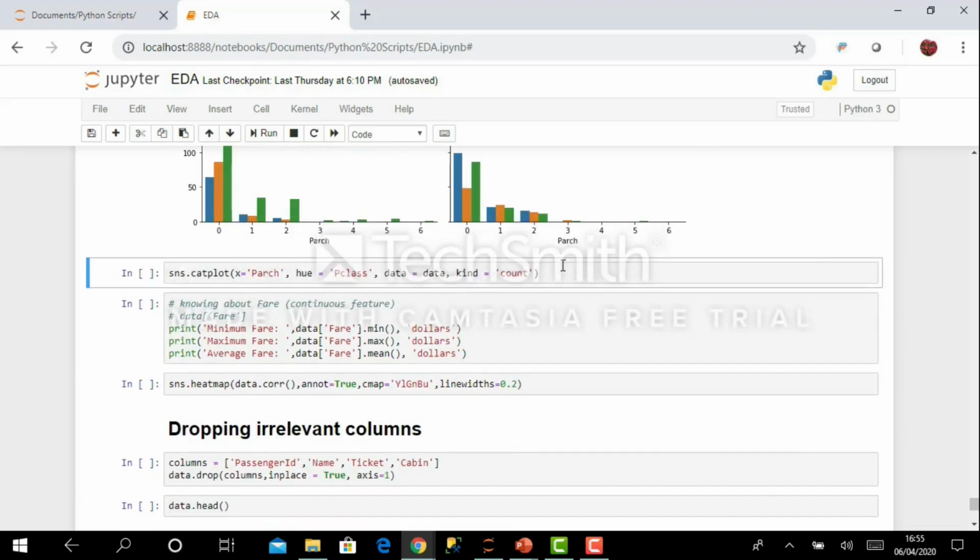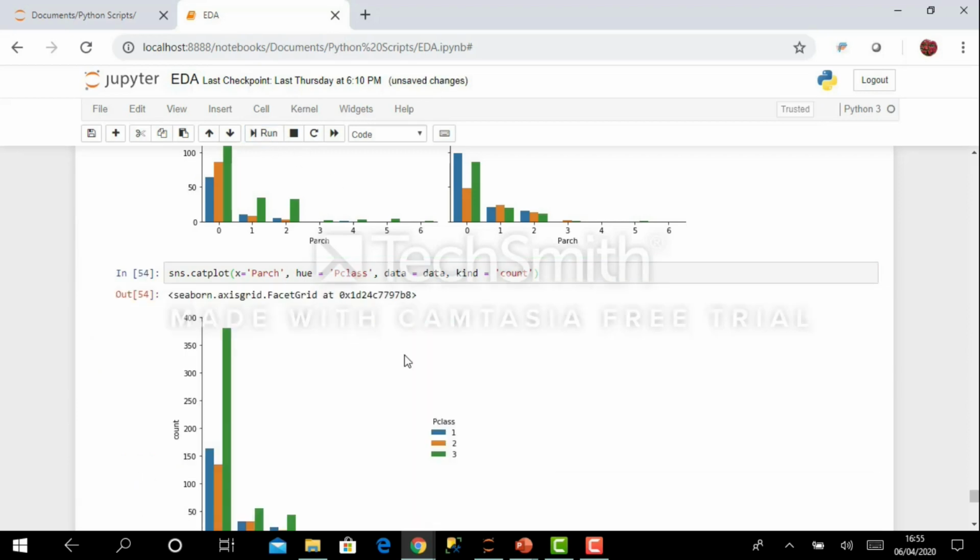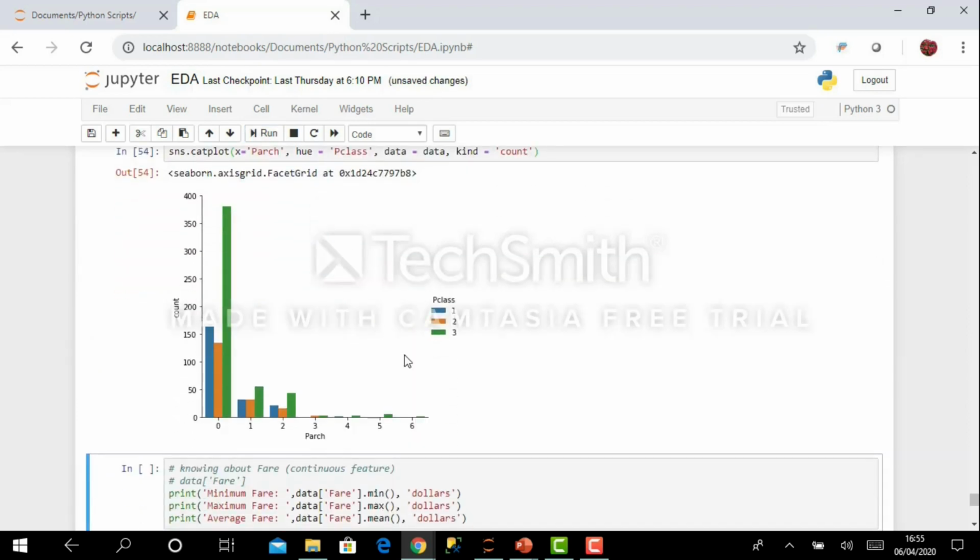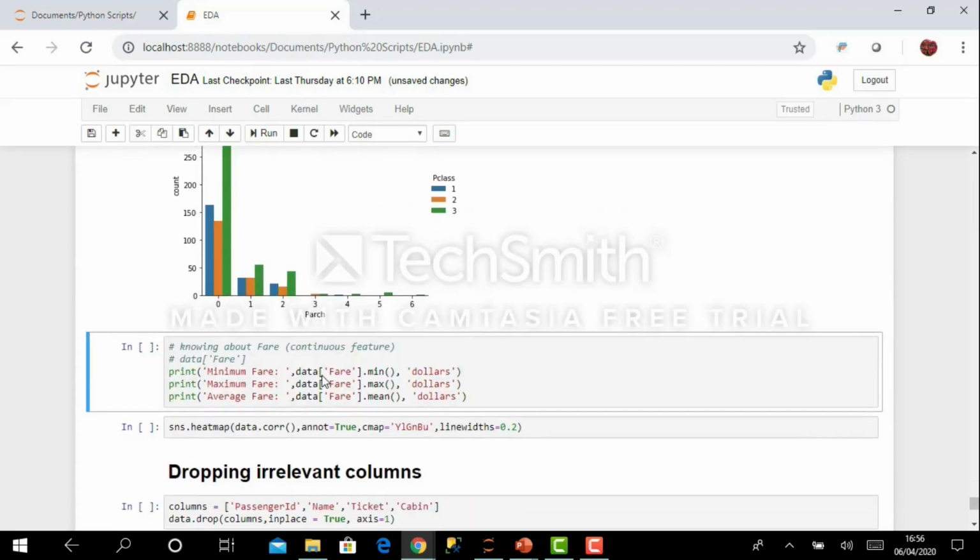Then I am plotting again the relationship between the class of the passenger and the number of parents. If you execute, you can see that the larger numbers of parents are actually very few, and they are also from the third class passengers. Okay, and for first or second class they mostly have 0, 1 or 2 parents. So that is the relationship.